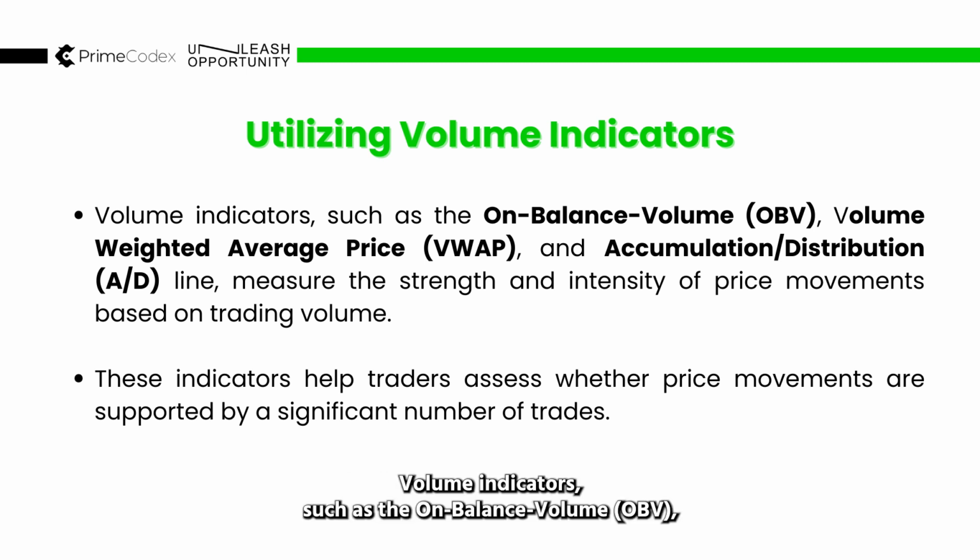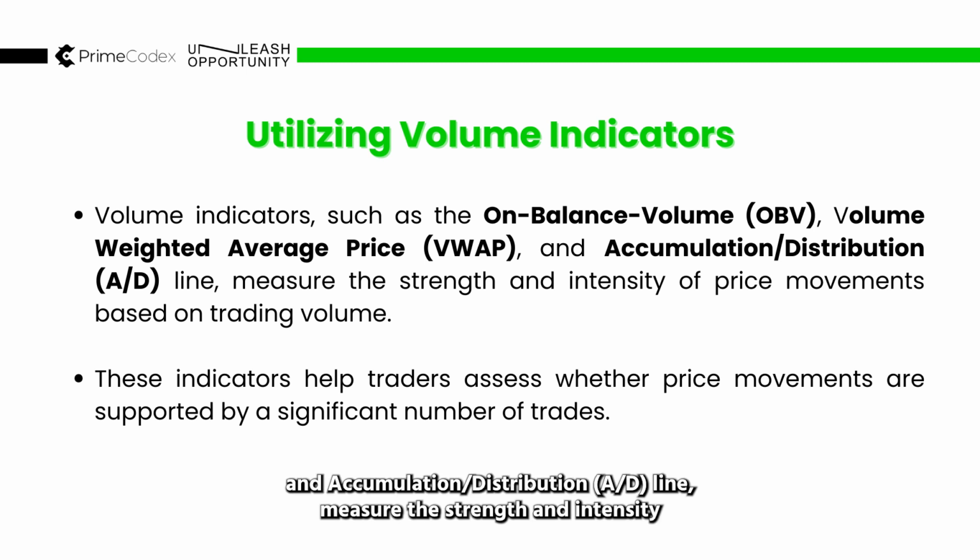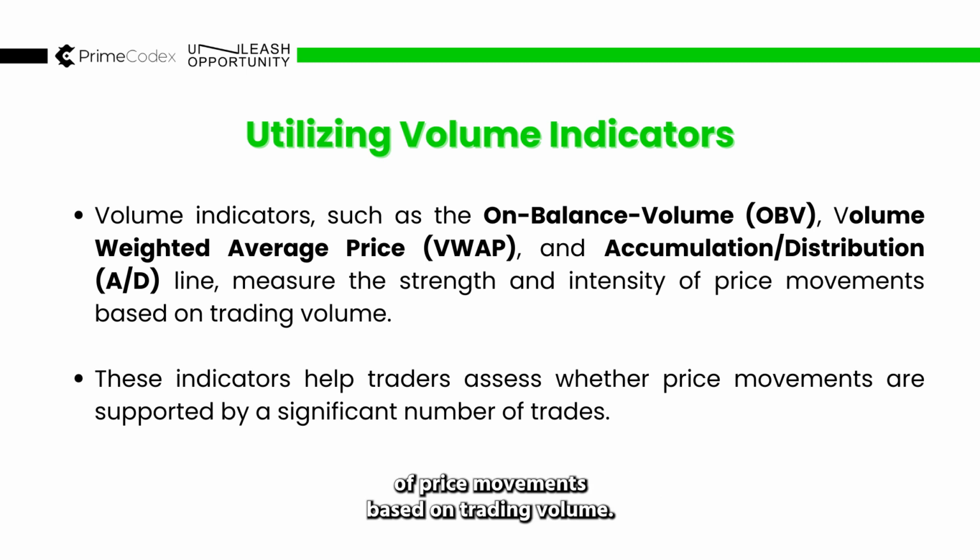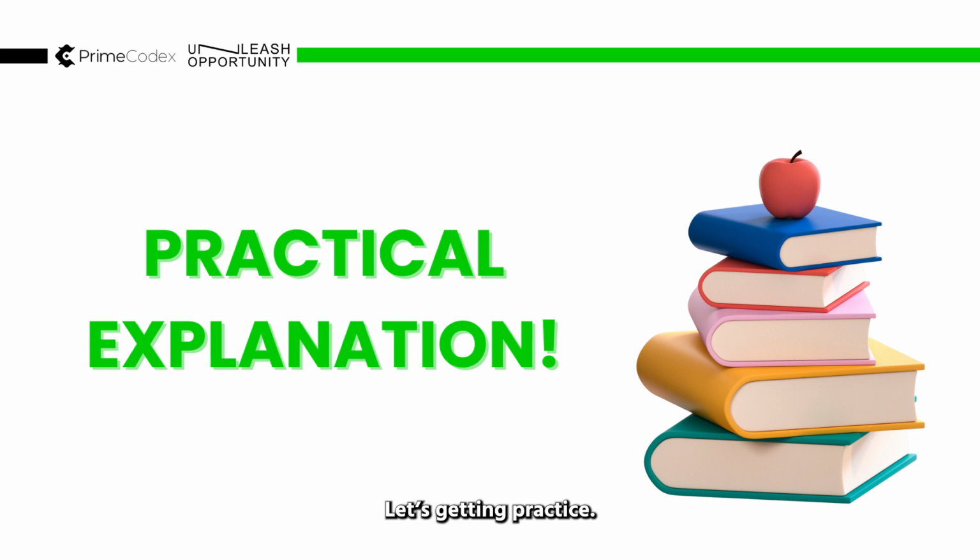Volume indicators such as on balance volume, or OBV, volume weighted average price, or VWAP, and accumulation distribution, or AD line, measure the strength and intensity of price movements based on trading volume. These indicators help traders assess whether price movements are supported by a significant number of traders. Let's get to practice.